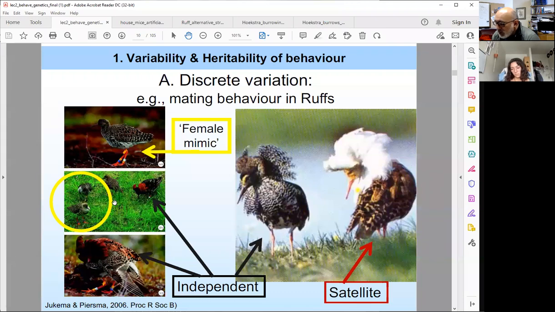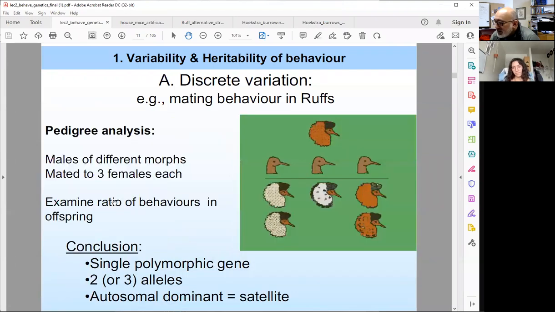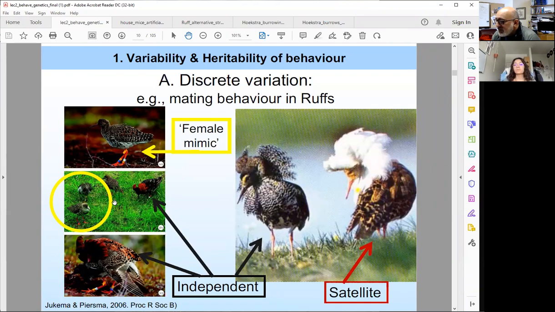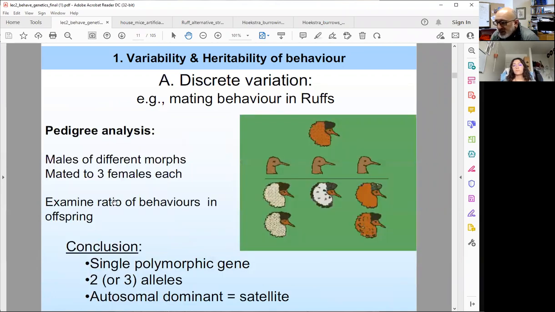So this is not unusual. What is unusual about these birds is that the behavior that they elicit is determined genetically. That is, using pedigree analysis on these birds, they've been able to find Mendelian ratios associated with these different morphs, if you will, these different types.